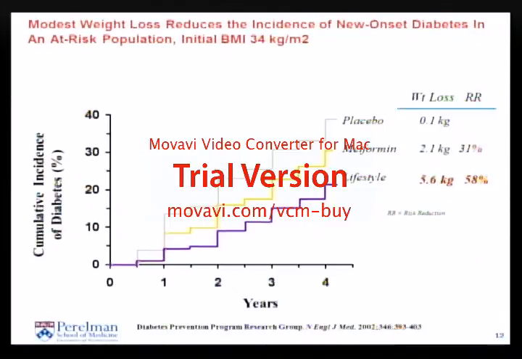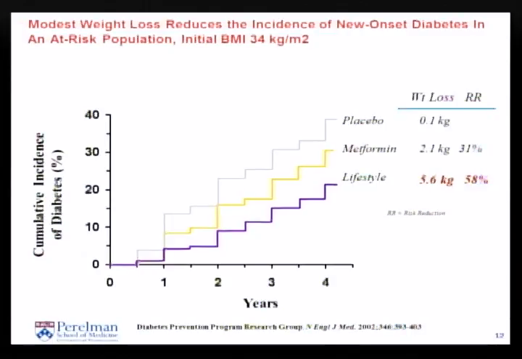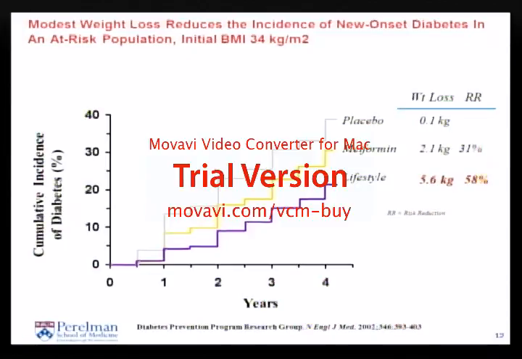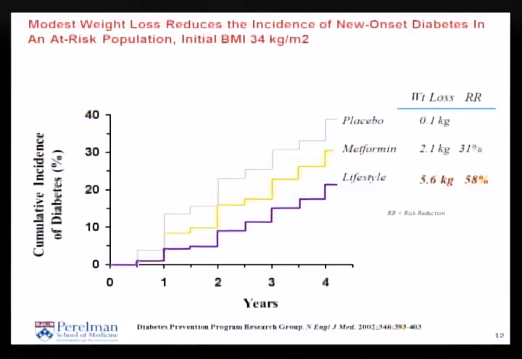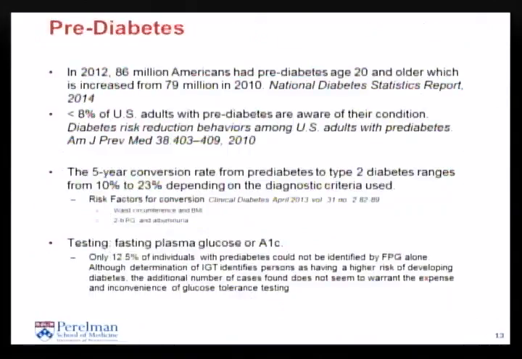This is the data that I'm sure a lot of you have seen from the Diabetes Prevention Program. And it shows us if you take a group of people who are prone to getting diabetes, who are pre-diabetic, and you compare placebo, metformin, which was 850 milligrams twice a day, versus lifestyle, lifestyle does the best. And the relative risk reduction is 58%. And these people didn't do a lot. They exercised brisk walking for 150 minutes a week, and they lost about 7% of their weight. So that's what you want to do when you see patients who have prediabetes.